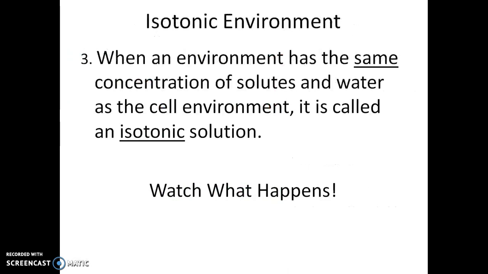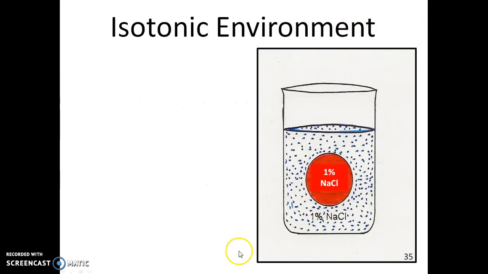Our last environment is called an isotonic environment, and the prefix iso actually means same. So when you're in an isotonic environment, you have the same amount of solute and the same amount of water. So everything's even. So let's check this out. Here's our beaker, 1% salt in our cell, so that's 99% water. 1% salt in our environment, so that's also 99% water. So 99 in, 99 out. There is no high, there is no low.